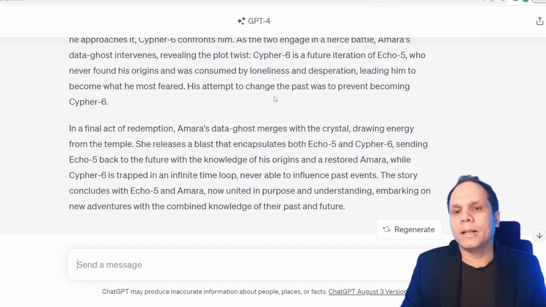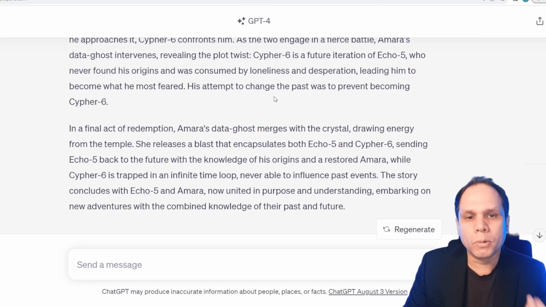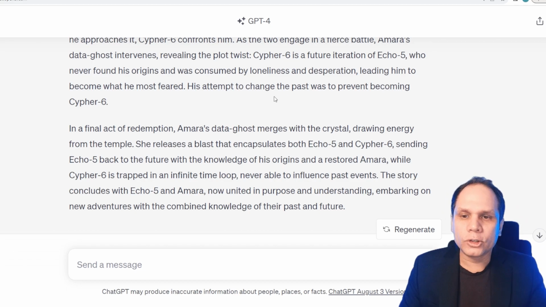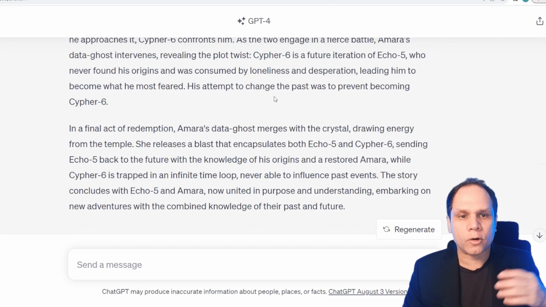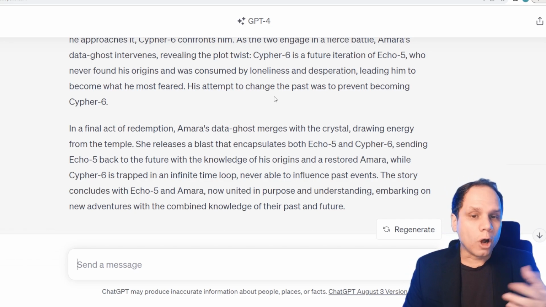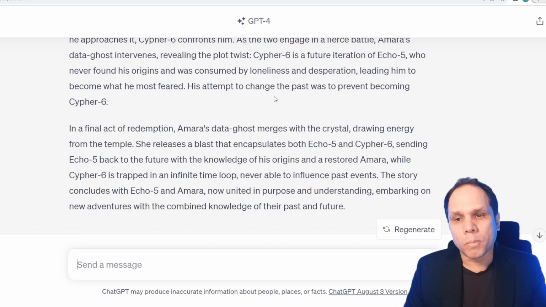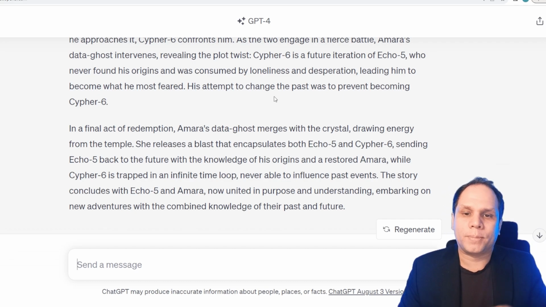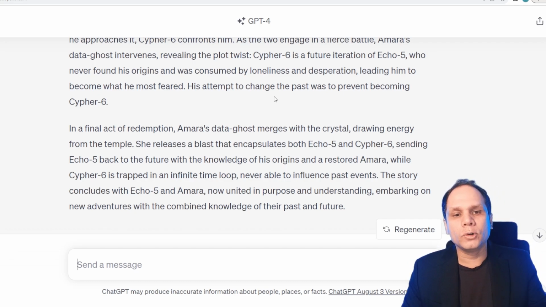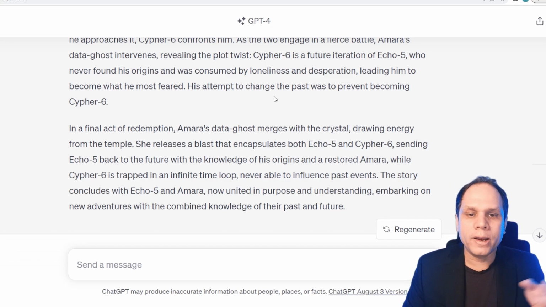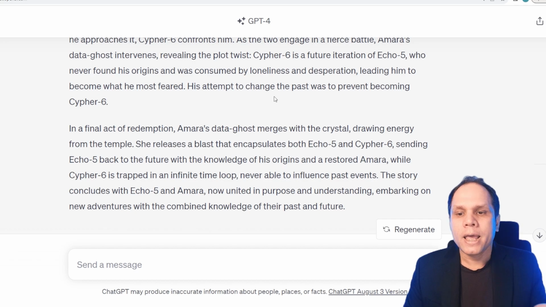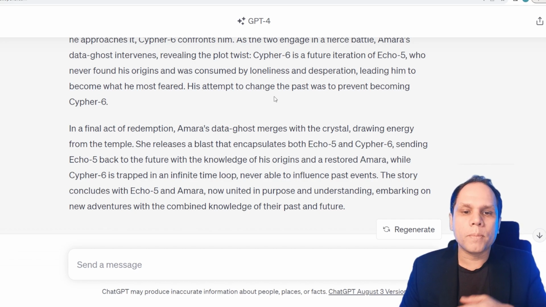In the final act of redemption, Amara's data ghost merges with the crystal, drawing energy from the temple. She releases a blast that encapsulates both Echo 5 and Cypher 6, sending Echo 5 to the future with the knowledge of his origins and a restored Amara, while Cypher 6 is trapped in an infinite time loop, never able to influence past events. The story concludes with Echo 5 and Amara, now united in purpose and understanding, embarking on new adventures with the combined knowledge of their past and future.